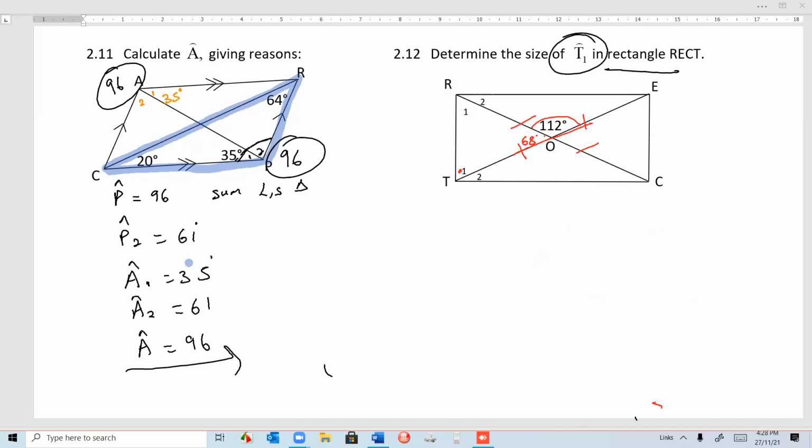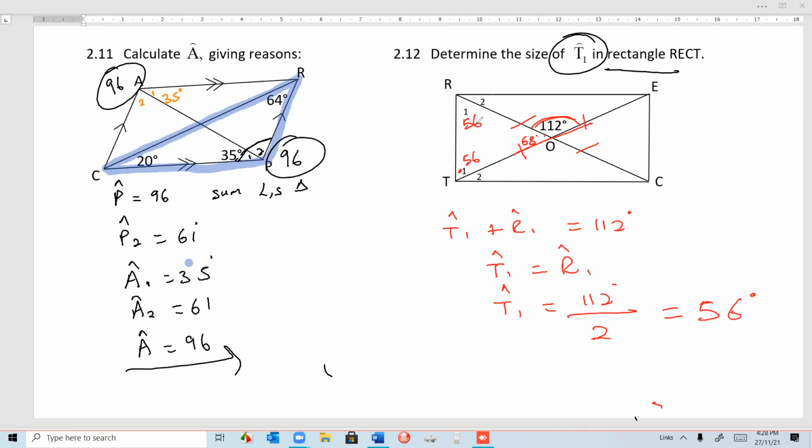So if we're using exterior angle, the theorem states that the exterior angle of a triangle is equal to the sum of the interior opposite angles. In other words, T1 plus R1 is actually equal to 112. And because T1 is equal to R1, therefore we can now say that T1 is equal to 112 divided by 2. If we divide that by 2, we get 56 degrees. So T1 should be 56 degrees. And if T1 is 56, R1 is 56 degrees. Are we all happy with that answer?